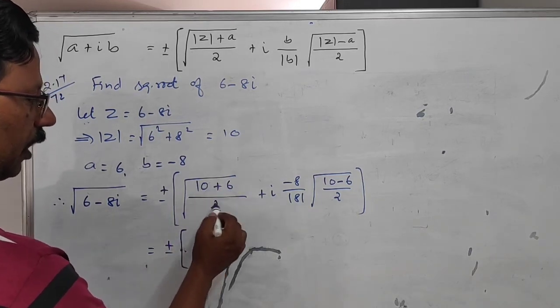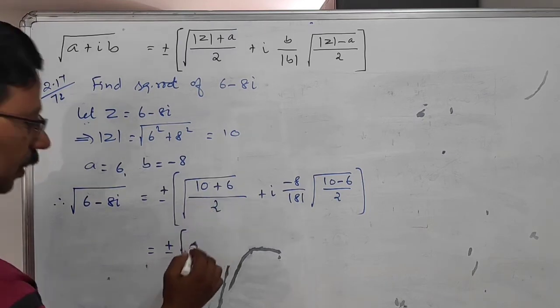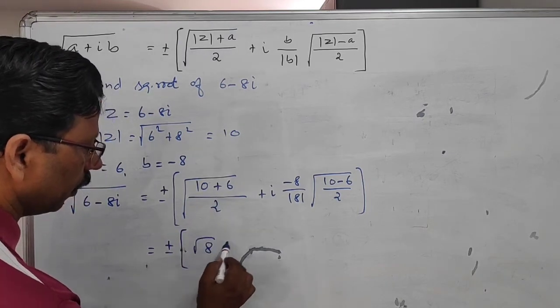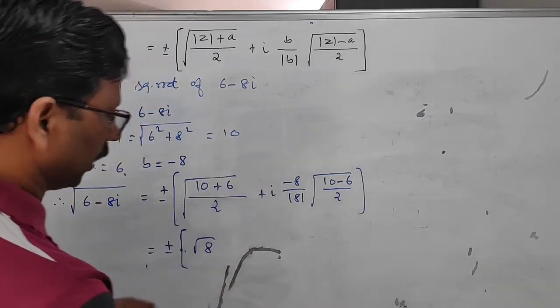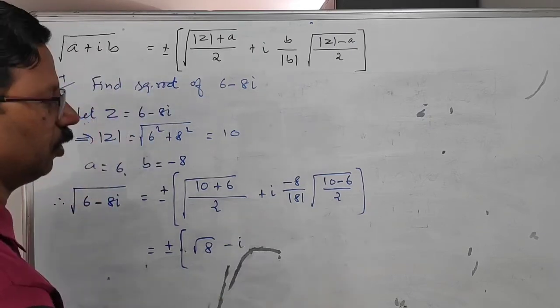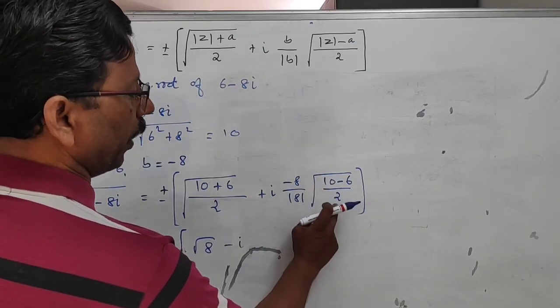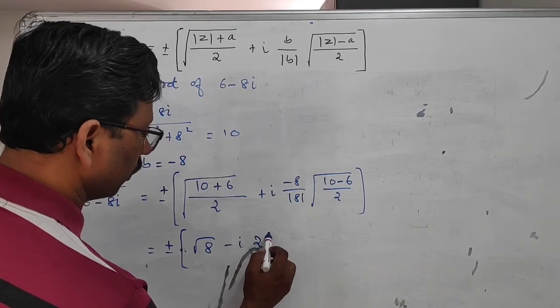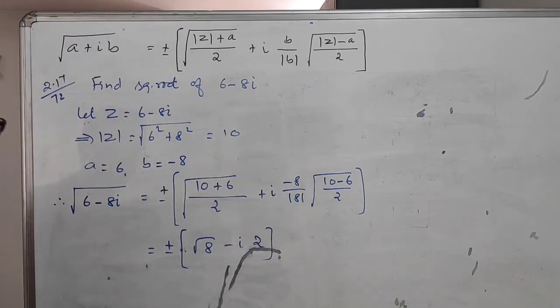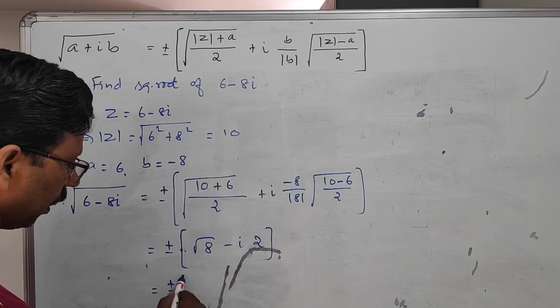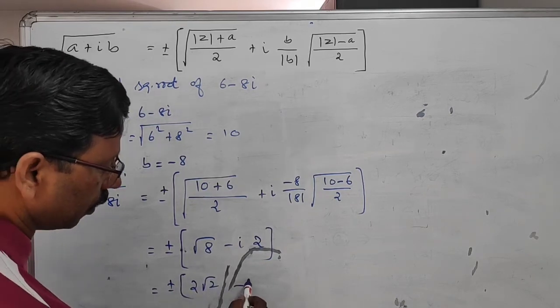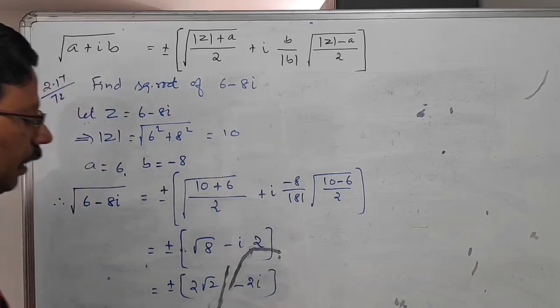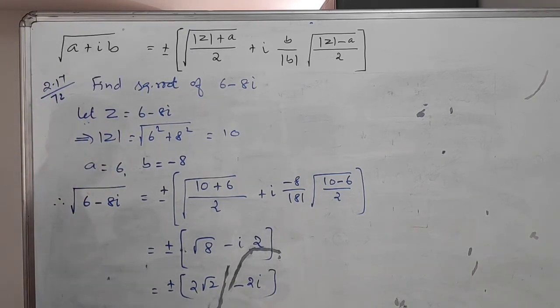root of 10 plus 6, 16 by 2, 8. That is root 8. Then, plus or minus: here minus by plus always gives minus i into, this is 4 by 2, root of 2, you can get 2 only. Now you can write it like this, or this can be written as plus or minus 2 root 2 minus 2i. Even this 2 also can be taken outside. This is the square root of this complex number.